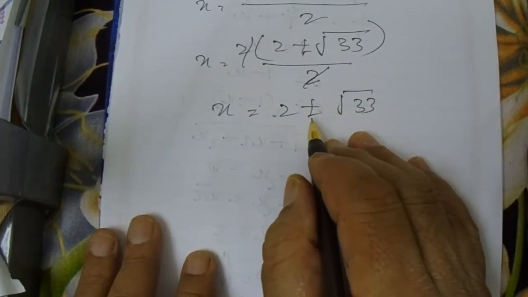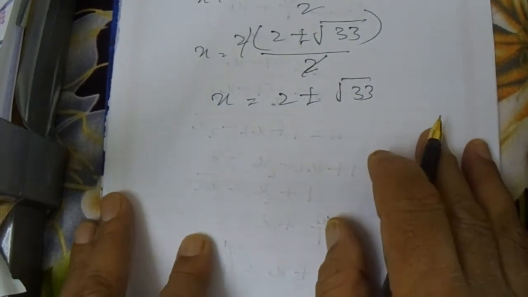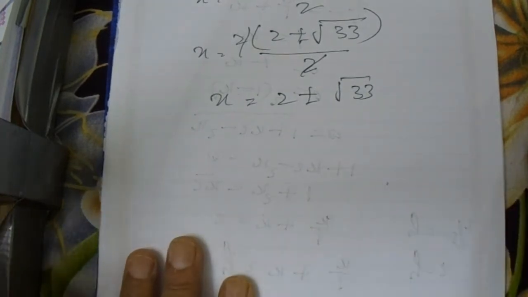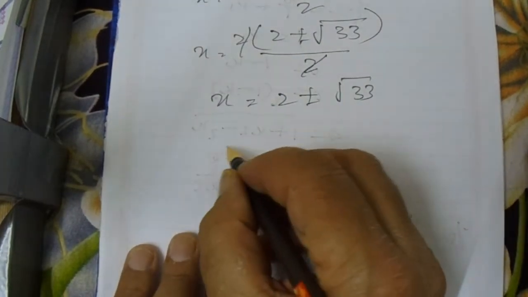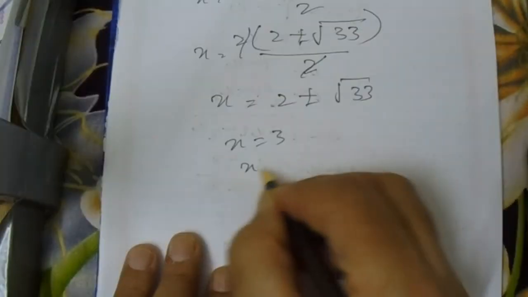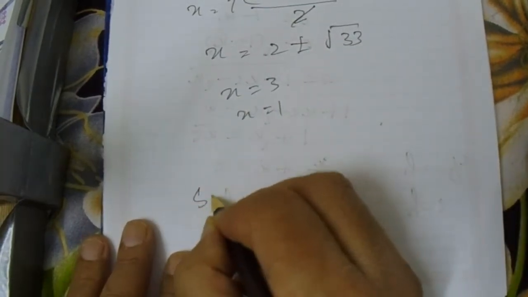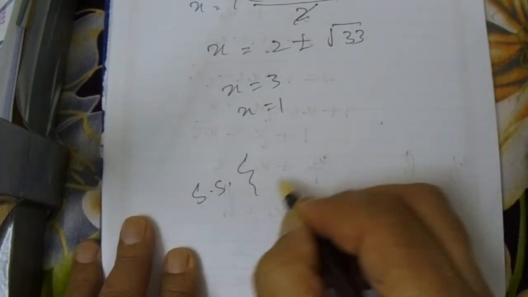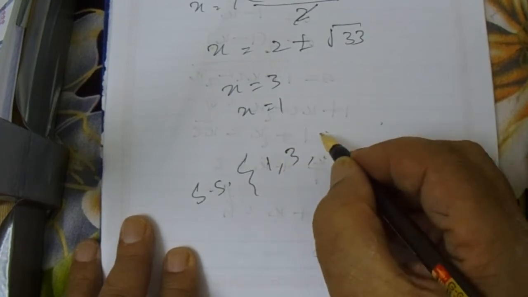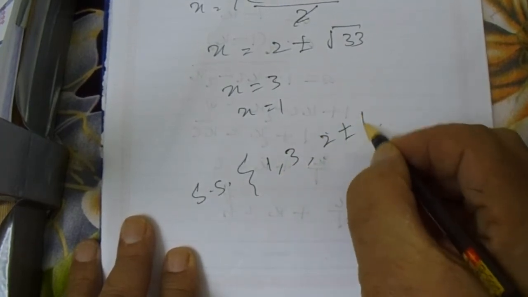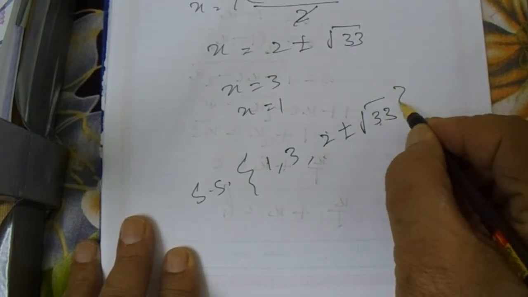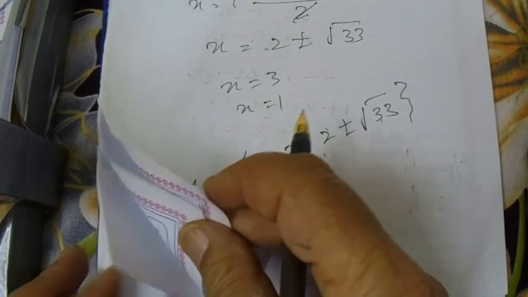Now this is the value. And before, we solved y is equal to 3, x is equal to 3, and x is equal to 1. We write the solution set. Solution set is equal to 1 and 3 and 2 plus minus under root 33, and this is the solution set of exercise question number 15.